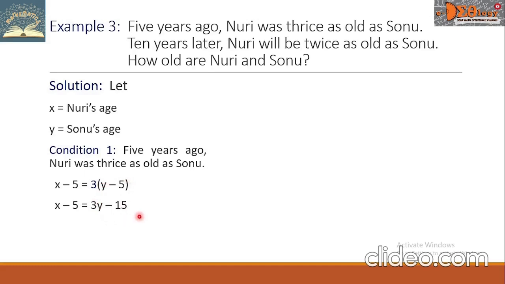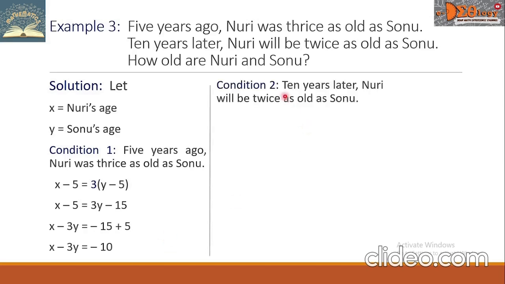From here, we transpose 3y to the left. This negative 5 we transpose to the right. So we have x minus 3y equals negative 15 plus 5. Right side becomes negative 10. Now condition 2. 10 years later, Nuri will be twice as old as Sonu.